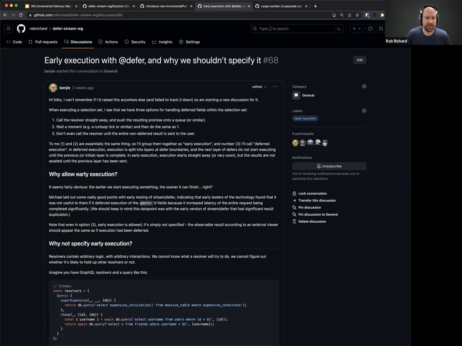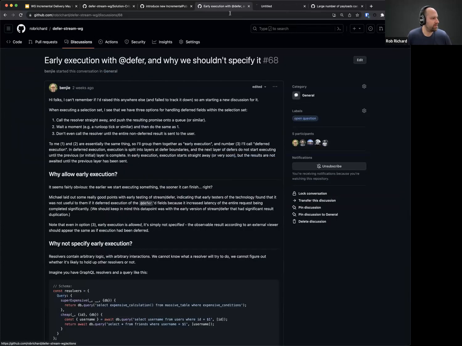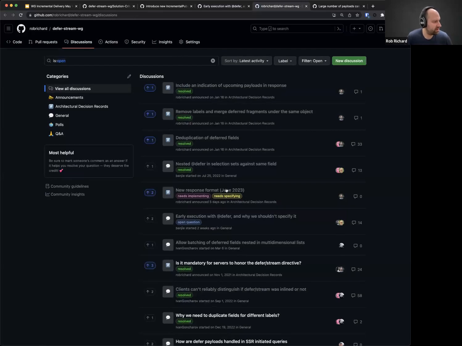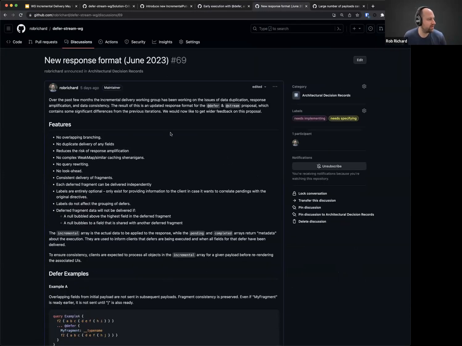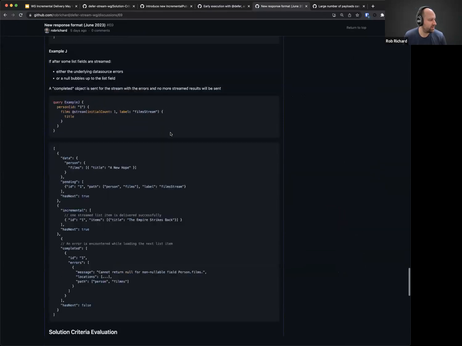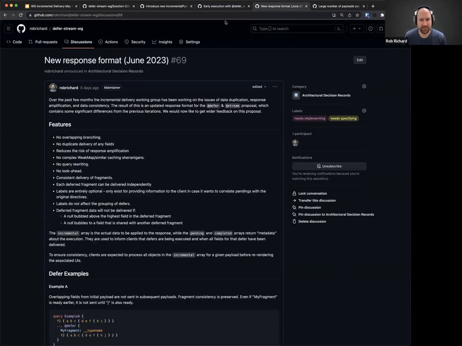So last week was a pretty small meeting, and we were talking mostly about early execution versus deferred execution. And I guess besides that, since we decided on the payload format, I updated it. I moved it out of that gist and into the GitHub discussions to see if anyone else had any thoughts. Haven't heard any feedback from there yet.